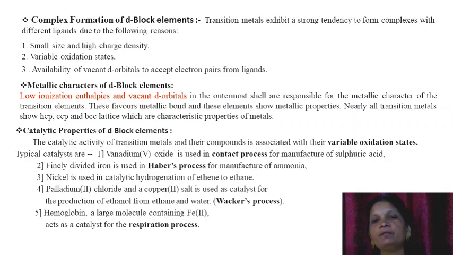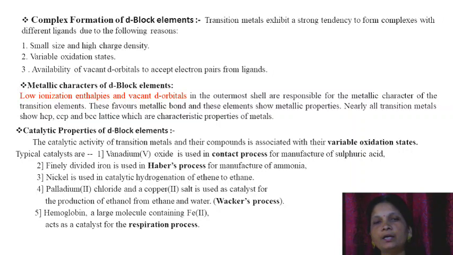The catalytic activity of transition metals and their compounds is associated with their variable oxidation states. Typical catalysts are the examples I am giving here. First, vanadium(V) oxide is used in the contact process for the manufacture of sulfuric acid. Finely divided iron is used in the Haber process for the manufacture of ammonia.